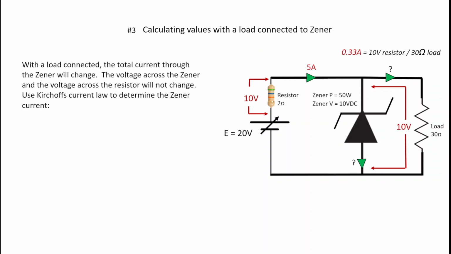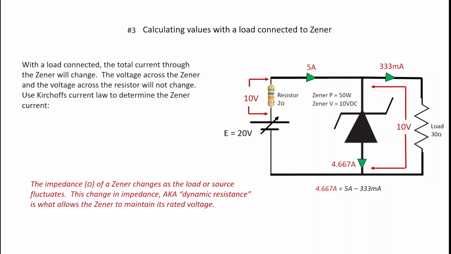Now what about over here? This arrow, this is the ohmic value and the voltage across the load. So 30 ohm load, 10 volts, that's 10 divided by 30, that gives me 0.33 amps. Now to determine how much current my Zener will now carry, it's not 5 amps, it's going to be Kirchhoff's current law. And Kirchhoff's current law says 5 amps minus 333 milliamps. That would give me 4.667 amps.